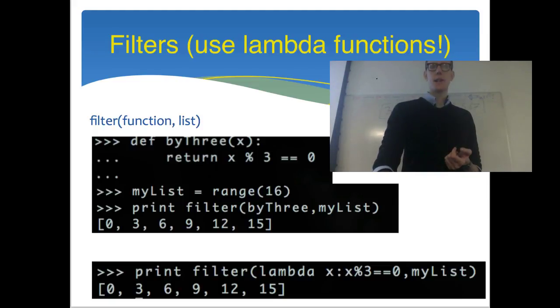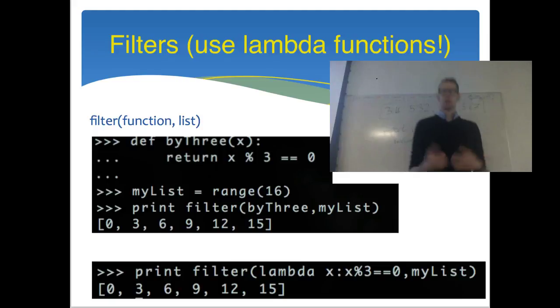We want to include x where x modulo 3 is equivalent to 0. So this x modulo 3 equivalent to 0 line has been included in our lambda function, and we're including all the x's where x modulo 3 is equivalent to 0 in our output list. So it does the same thing. It filters our input list and gives us an output list where every element is only the elements that are divisible by 3.